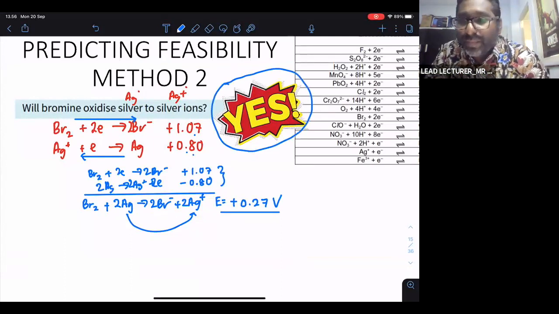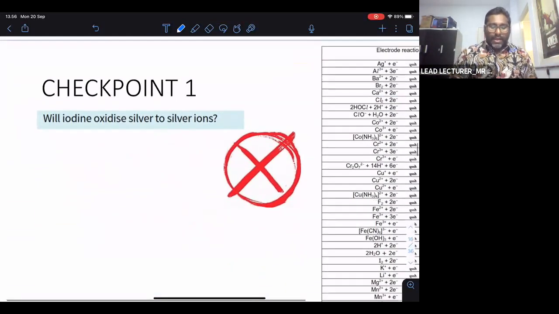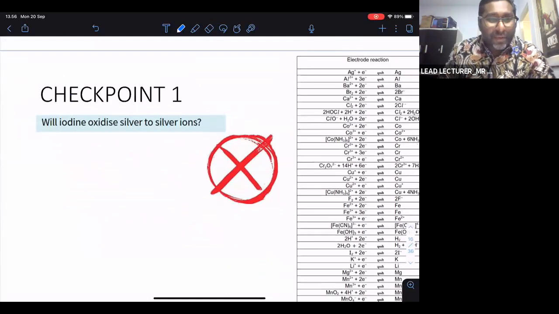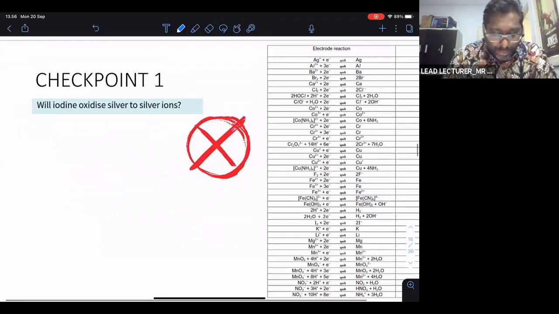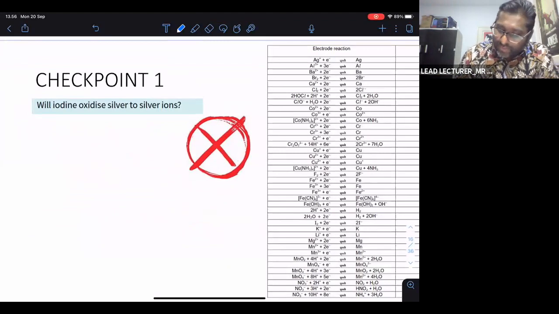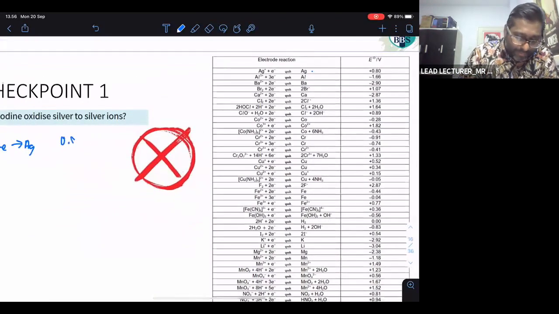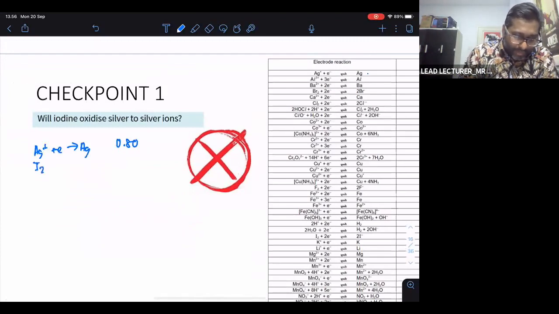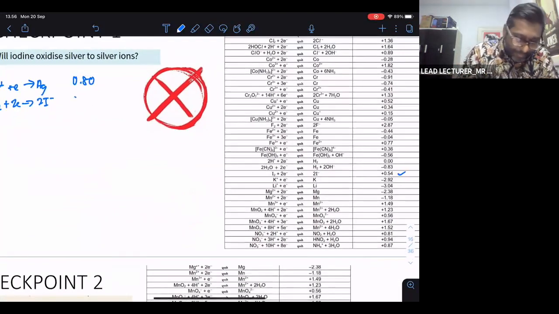This is going to be another method. Whatever method you want to use, it's up to you. Checkpoint 1: will iodine oxidize silver to silver ions? I'll put Ag plus electron to give you Ag, that's going to be 0.80. Iodine, I2 plus 2 electrons to give me 2I minus, so iodine is here, 0.54.